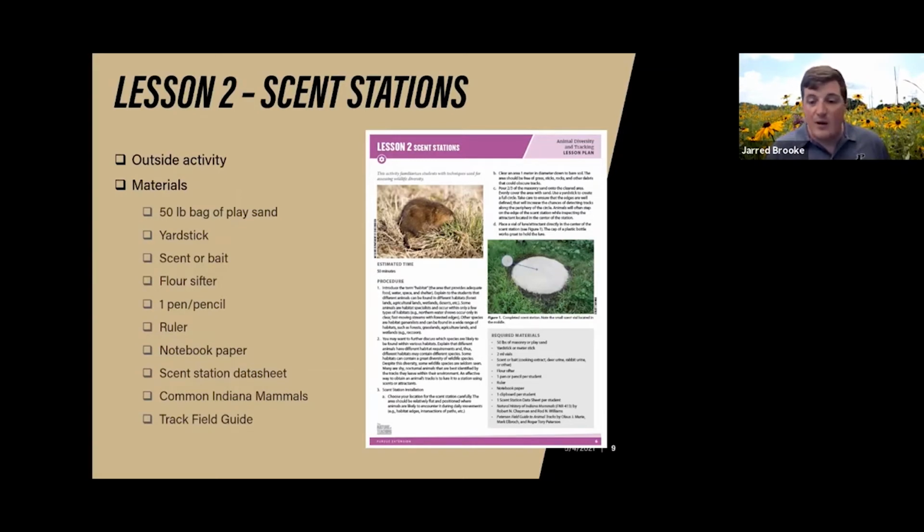You're going to want a flour sifter to help sift the sand, a pencil, ruler, notebook paper, the scent stations data sheet, which is going to be inside the lesson, inside the unit, and then the Common Indiana Mammals publication, and then some sort of track ID field guide.